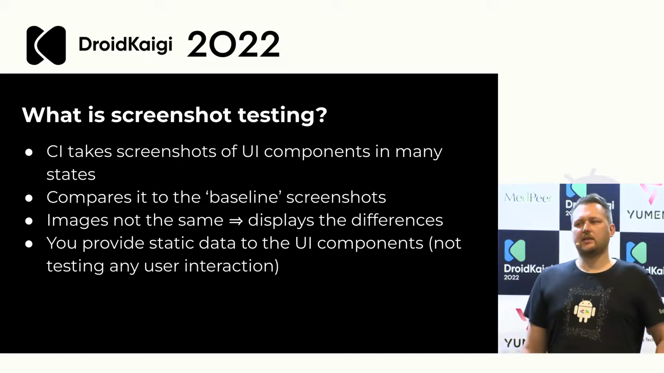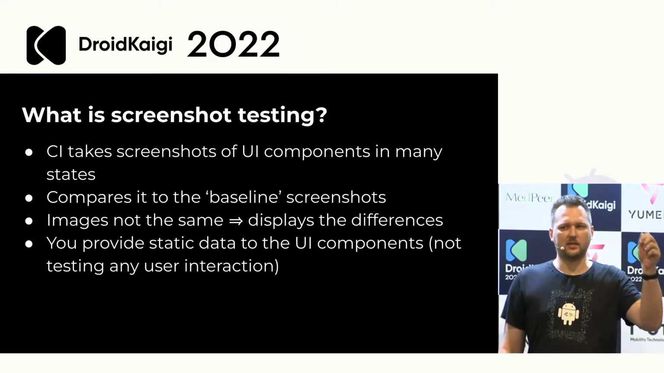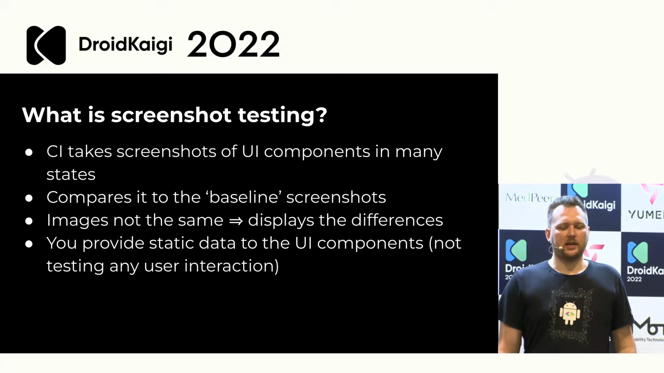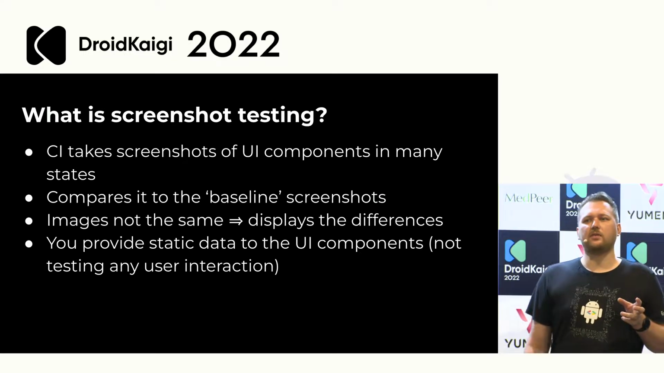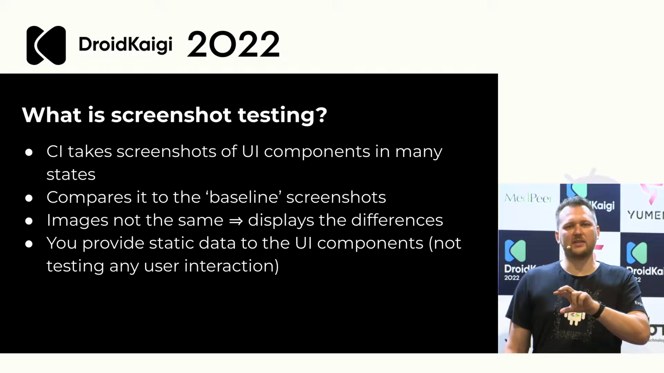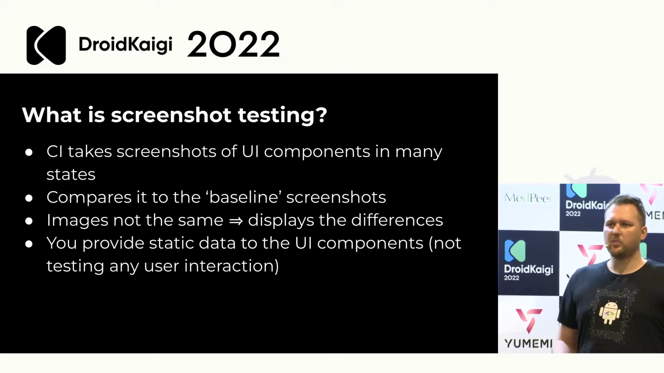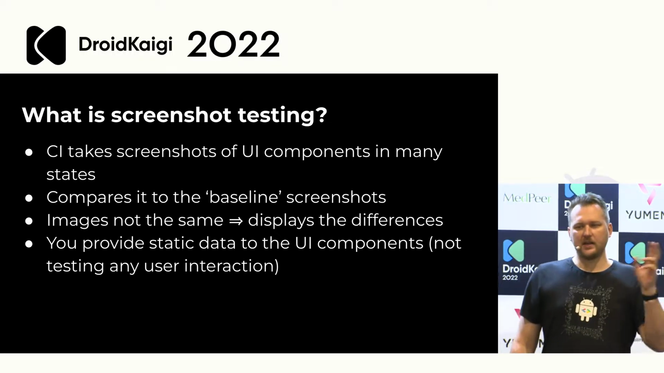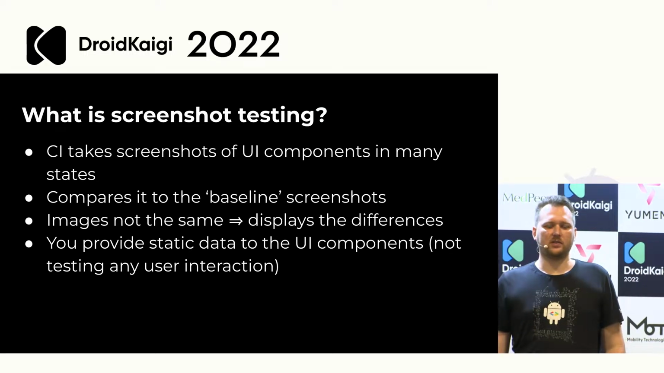It's important to say that screenshot tests are not testing user interaction. They're not testing that the user is clicking on something. That's a job for another test, like Espresso. Screenshot tests are just taking snapshots of your UI components in some states. So you provide static data to the UI components, and you take a screenshot of how it looks. But the important part is that you can take many screenshots in many states. So you can have hundreds of screenshot tests.